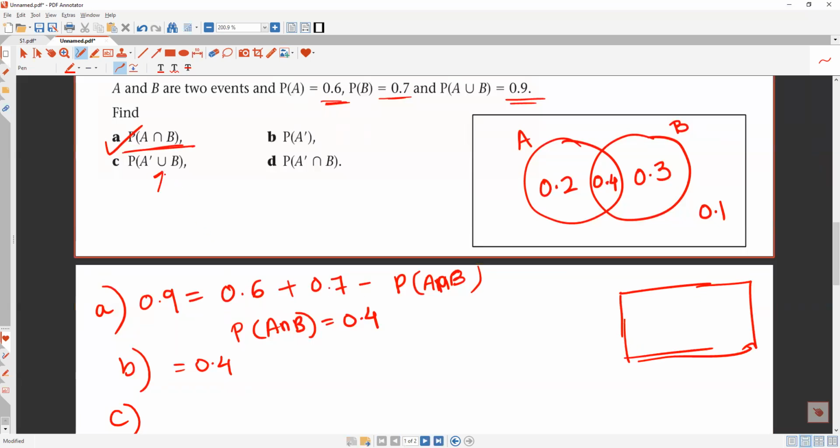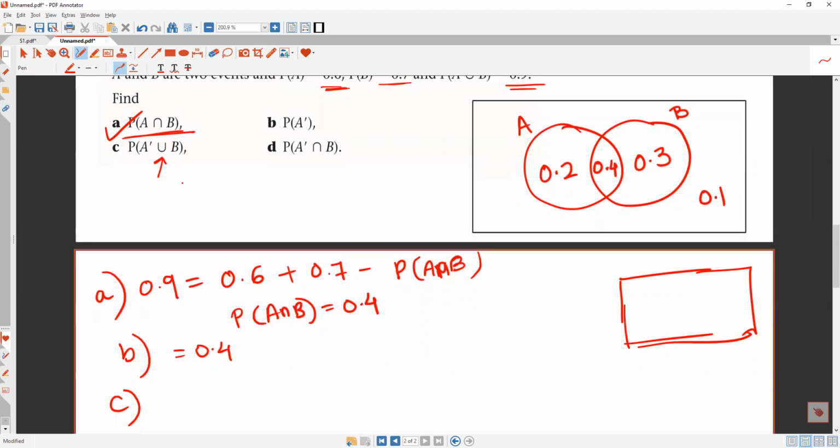There is another way you can do this. How? By using a formula. But I prefer shading. If you want to use the formula, you are more than welcome to. But I would do it this way. A and B is there. So A and B, right?